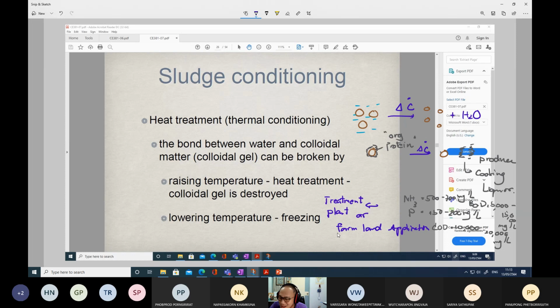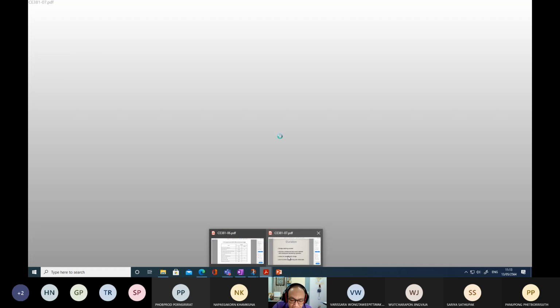So if we want to dispose of this waste, we have to apply it on the farmlands, so that we can recover these nutrients, and this organic matter can be gradually degraded. Okay, so this is about the heat treatment.